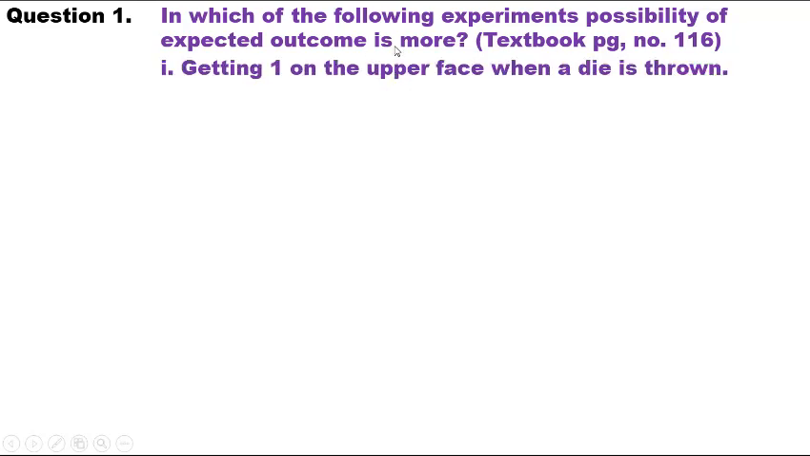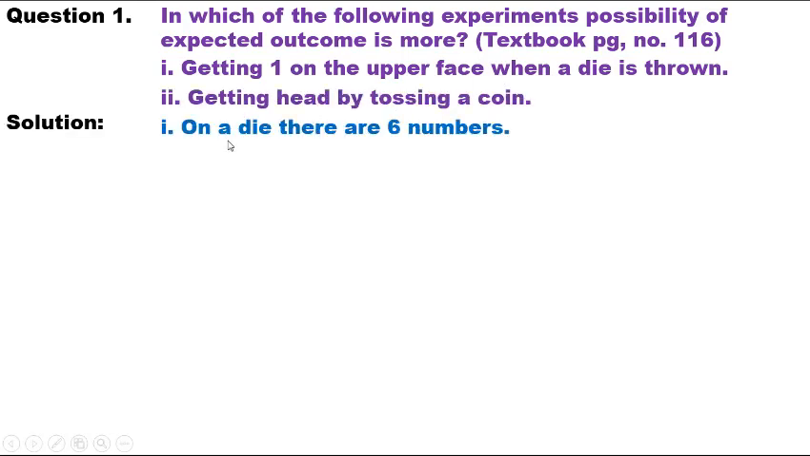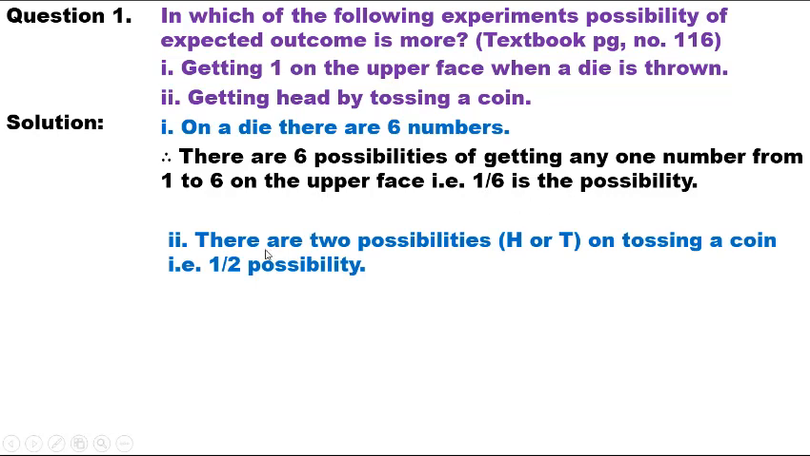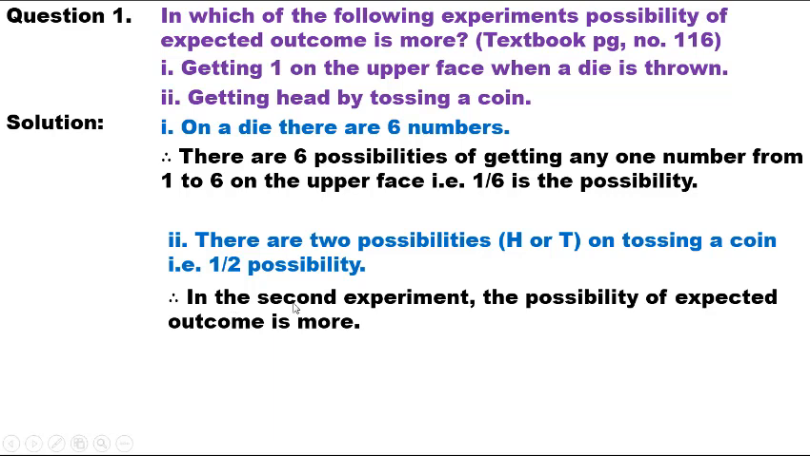Question first, in which of the following experiments is the possibility of the expected outcome more? First, getting one on the upper face when the die is thrown. Second, getting head by tossing a coin. Solution, on a die there are 6 numbers. So, there are 6 possibilities of getting one number from 1 to 6 on the upper face. That is 1/6 is the possibility. Second, there are 2 possibilities, head or tail, on tossing a coin. That is 1/2 possibility. In the second experiment, the possibility of the expected outcome is more.